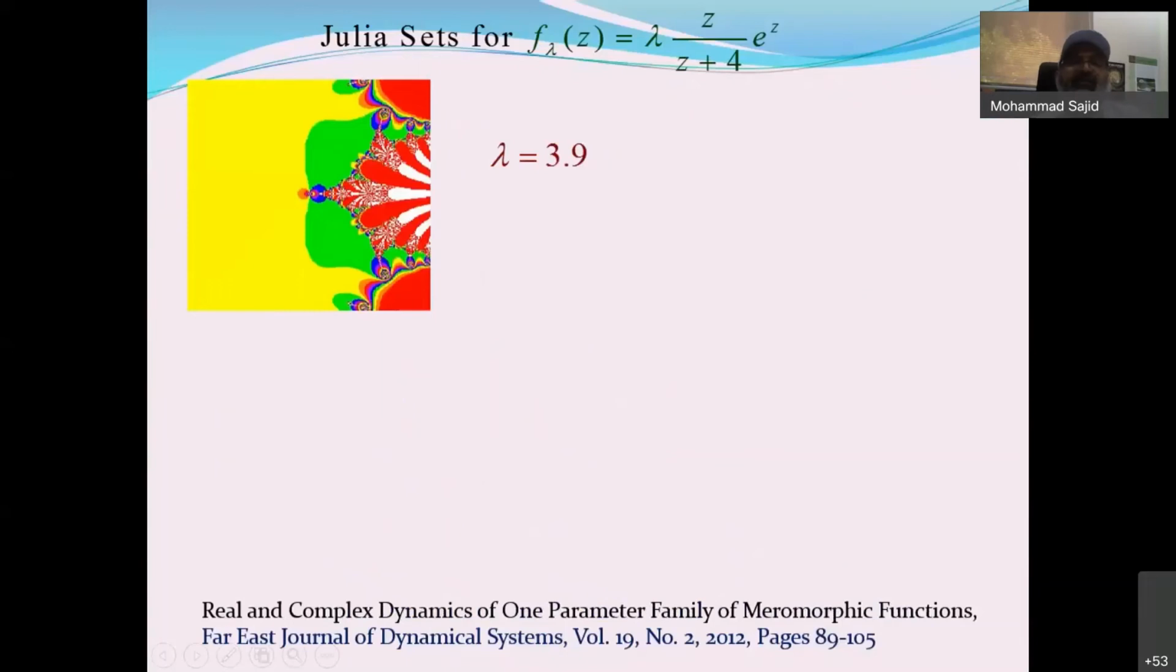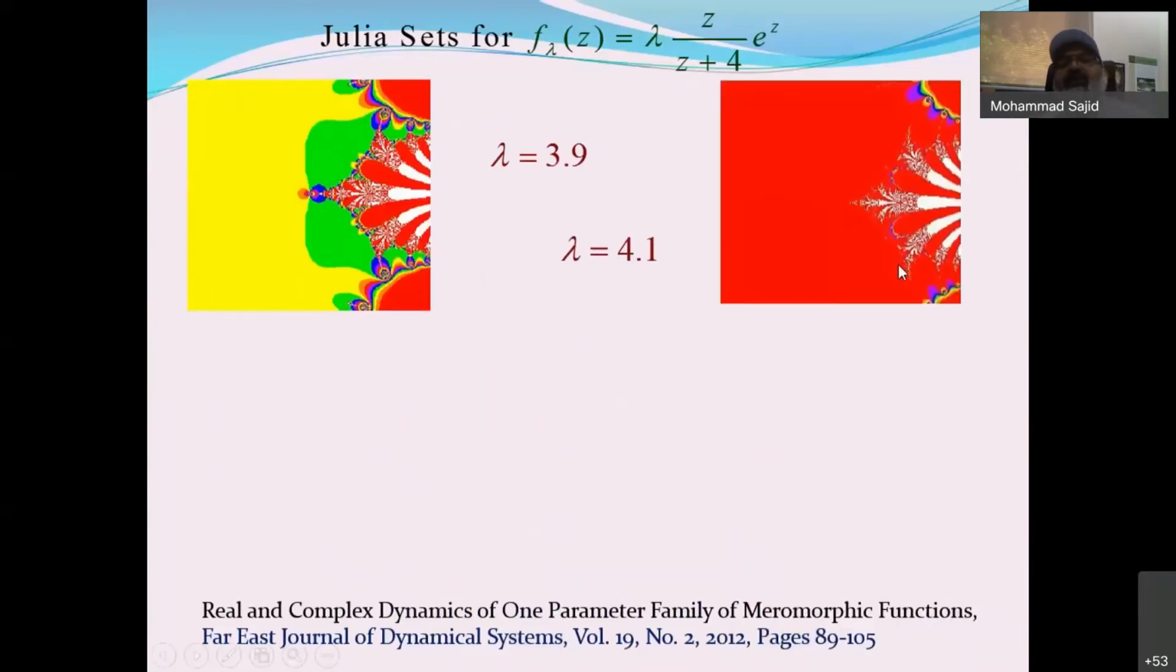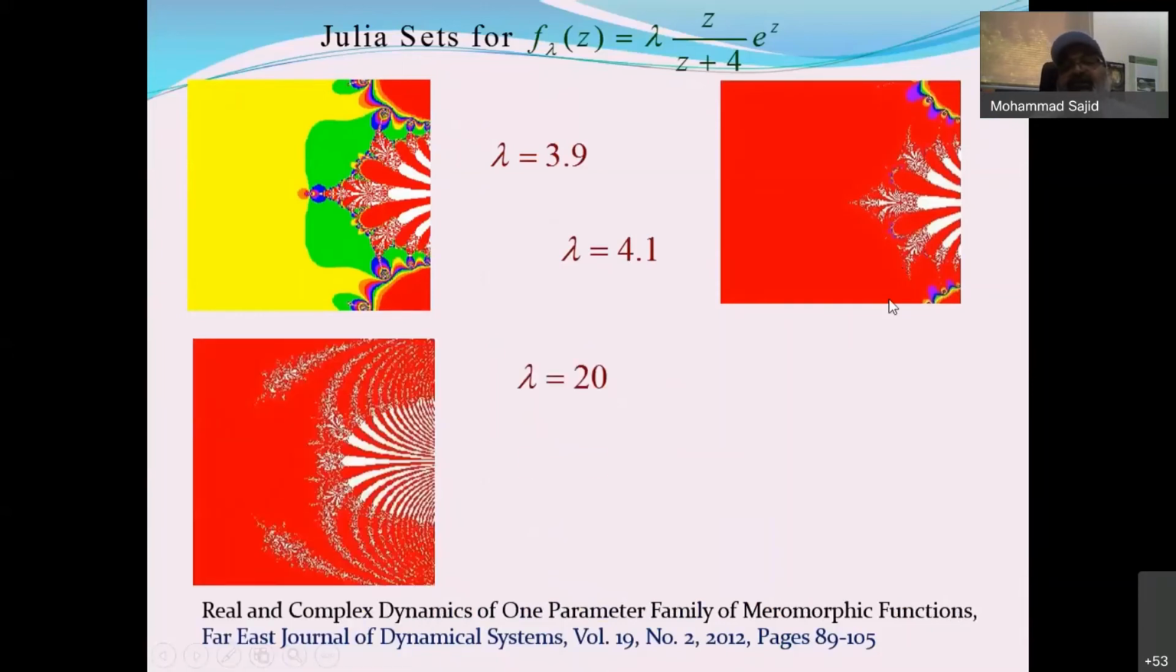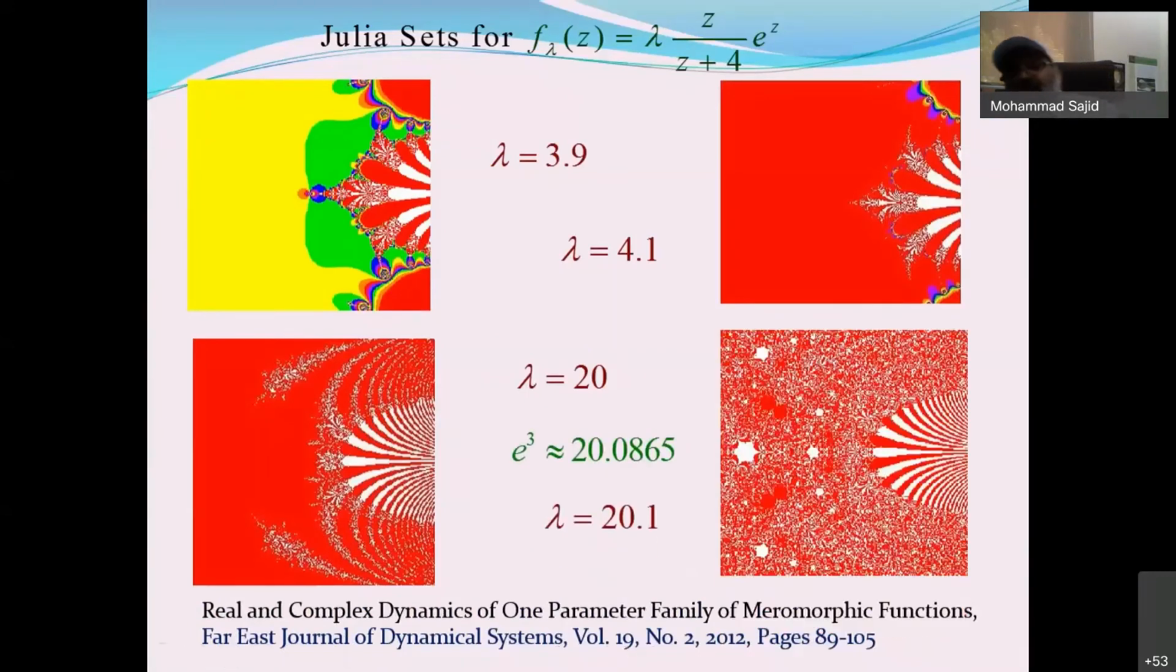We have taken lambda equal to 3.9, and we have this picture. We have taken lambda equal to 4.1, and we have a second picture. We have taken lambda equal to 20, and we have the next picture. Then we have lambda equal to 20.1, which is exponential power 3, 20.0865. So here we can say that these are all fractals in the complex plane.